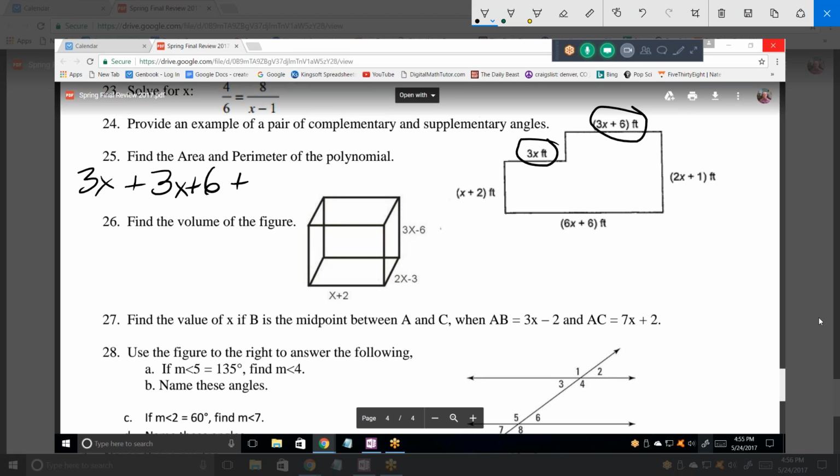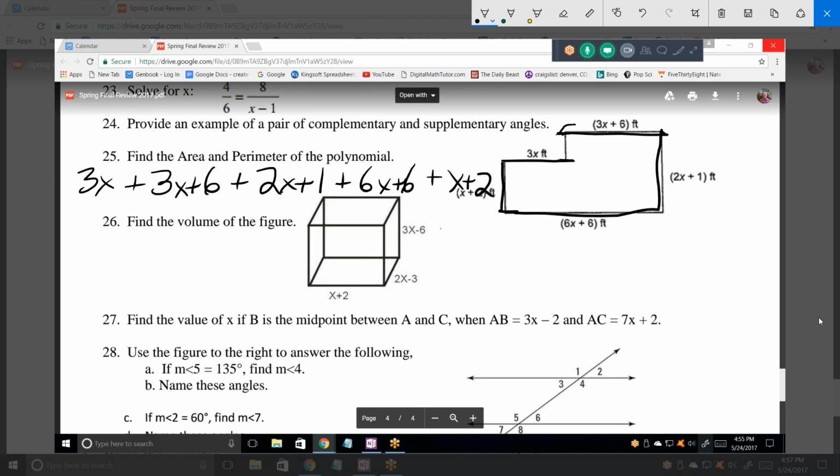3x plus 6, plus what? Plus 2x plus 1. Keep going. Plus 6x plus 6. Plus x plus 2. That looks like it would be the perimeter, but it's not. What did we miss? We missed this distance right here. But we got every other distance. We got this distance, this distance, that, that, and that. So the only thing we have to add is that. What is that?